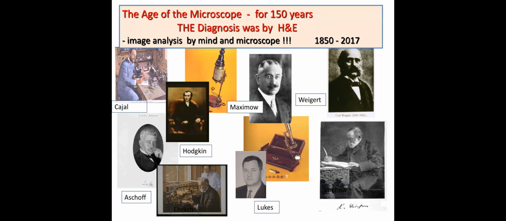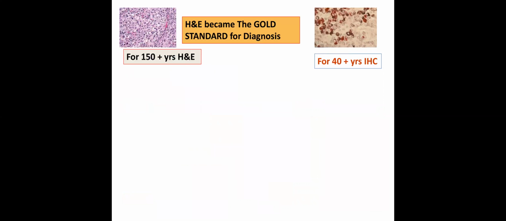So the age of the microscope was about 150 years old. Diagnosis was by H&E, and image analysis did occur, of course, but it occurred by mind and by microscope, and all of the great names that we learned about as we learned pathology, Cahal, Weigert, Maximov, they in fact were applying image analysis to the microscope using individual minds, and getting reproducibility amongst two individual minds can be difficult. It did, however, lead to the H&E becoming the gold standard for cancer diagnosis, and it still is today, supplemented to some extent by 40 years of immunohistochemistry.